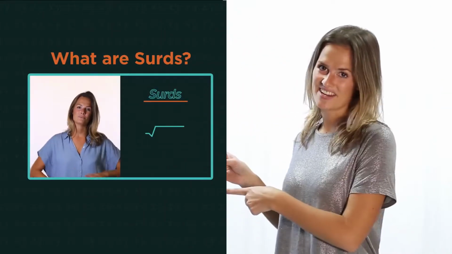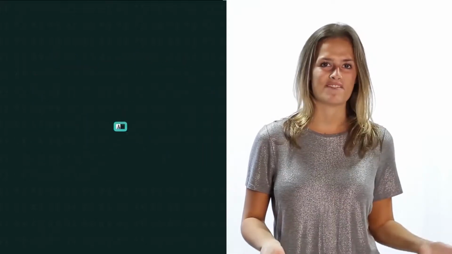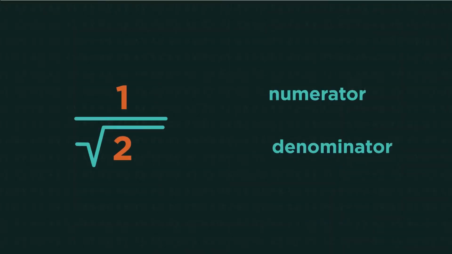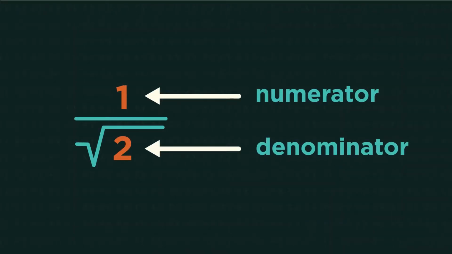So we've already discovered what surds are in this video and how to calculate with them in these videos. We're now going to look at the final piece of the surds puzzle: what rationalising the denominator is. We know that the denominator is the bottom part of a fraction.